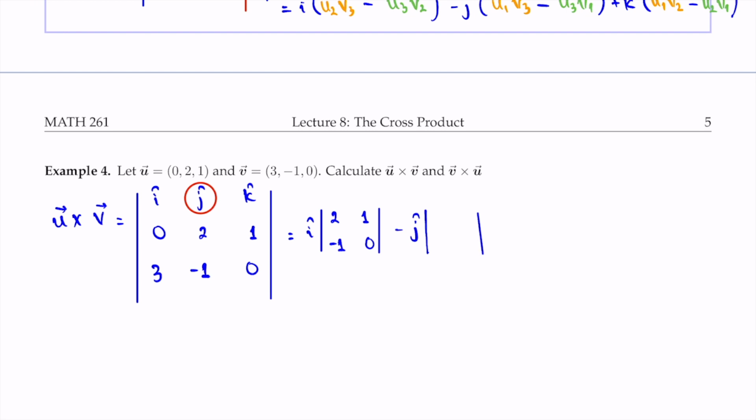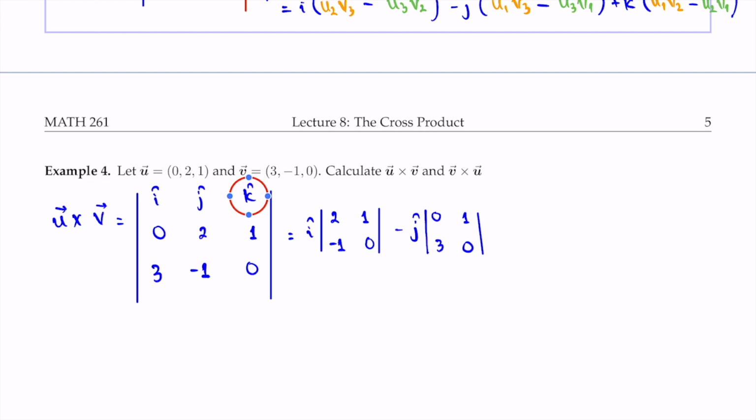So remember, when you choose j, you're going to delete the corresponding column and the corresponding row, and you're left with the entries 0, 1, 3, 0. And we're going to form a 2 by 2 determinant on those values. So 0, 1, 3, 0. Then you move on to the last entry, which is k in this case. When you choose k, you switch to another column or row.